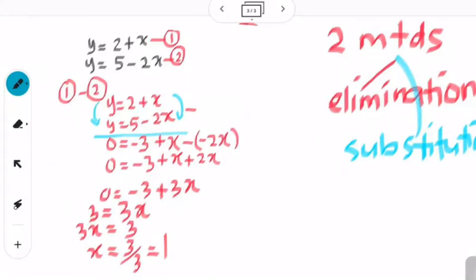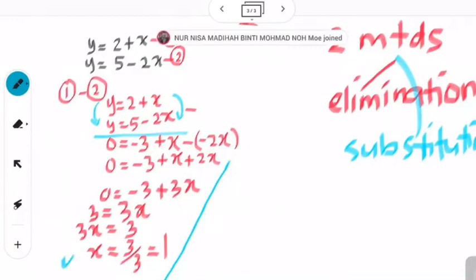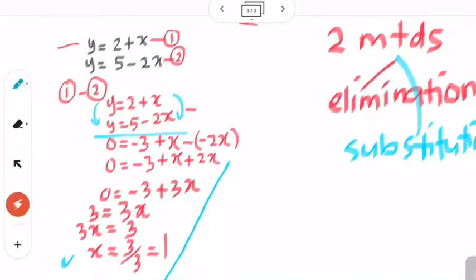What about the value of y? Y tak ada lagi. So kita belum siap ni. Sebab y belum cari. Kamu baru ada nilai x sahaja. Kamu kena cari juga nilai y. Okay, sekarang kita dah ada nilai x. So, substitute. Gantikan nilai x ni dalam any of these two equations. Mana-mana equation pun boleh.